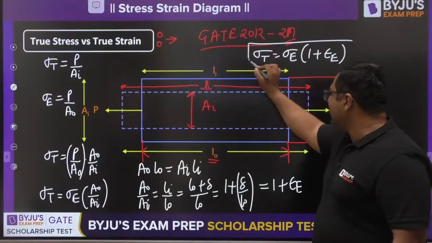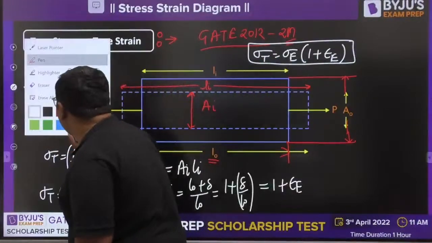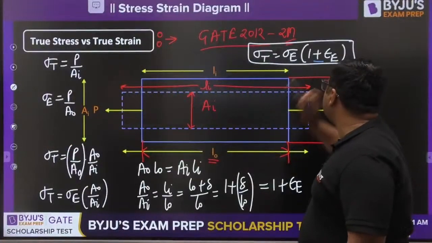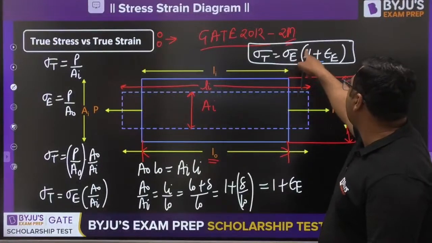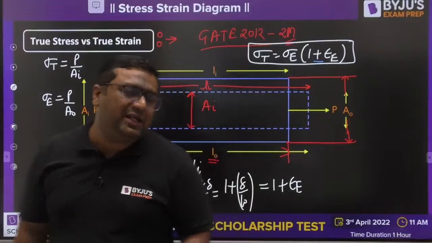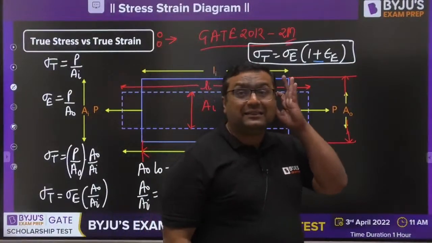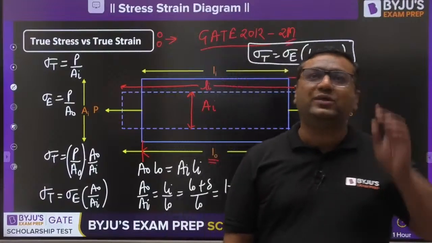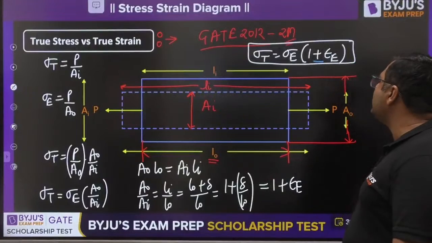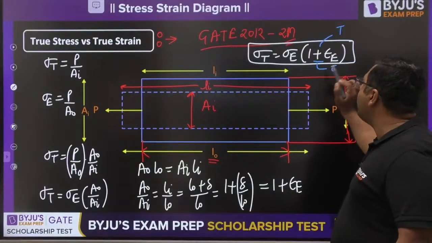But this is the expression for the tension. If the loading is becoming the compressive loading, then my dear, you would be getting a minus sign here. So sigma T is sigma E into 1 plus minus epsilon E. So true stress is engineering stress into 1 plus minus engineering strain. That is the thing you would be getting as a true stress. This plus is coming for tension, minus is coming for compression.